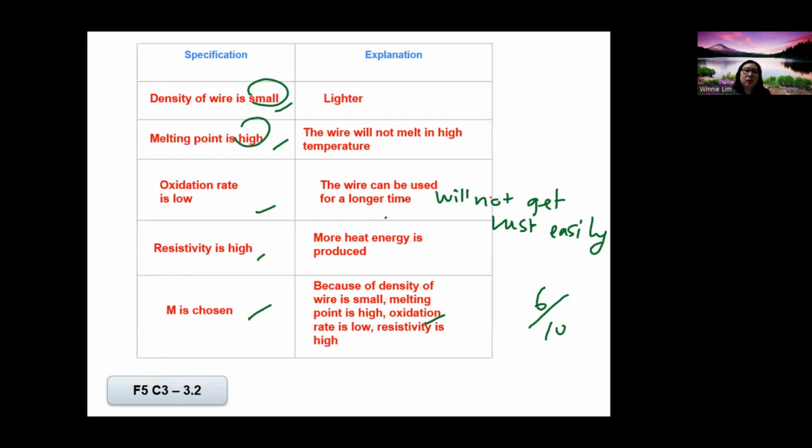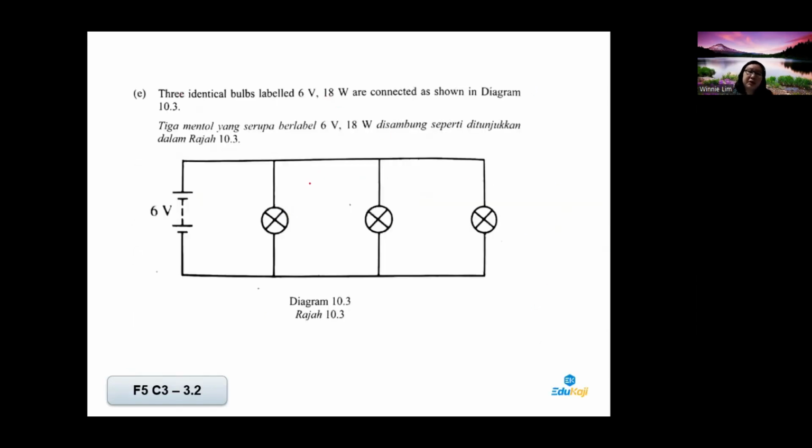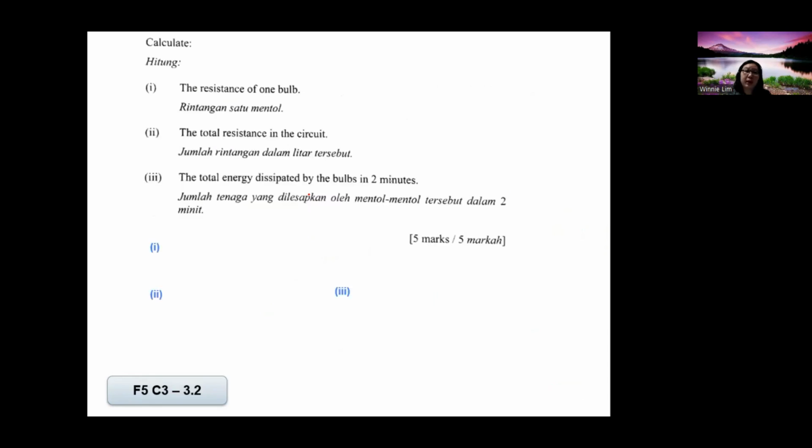Next one should be calculations. So in section B, they always will have a 5 marks question on calculations. So 3 identical bulbs labeled 6 volt 18 watt are connected as shown in diagram 10.3. Okay, they want you to calculate what? The resistance of one bulb, the total resistance in the circuit, and the total energy dissipated by all the bulbs in 2 minutes. So they want the resistance of one bulb, total resistance.